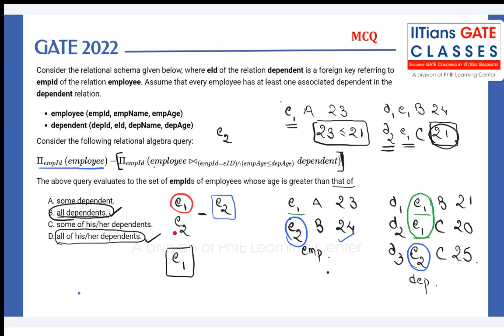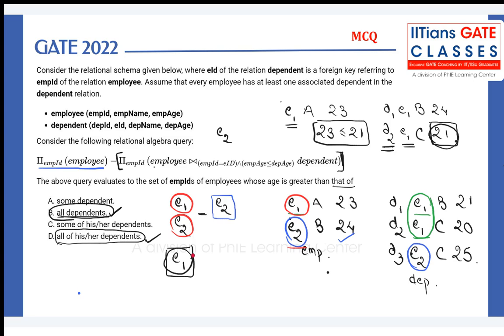Is this clear or should I explain this? This should be clear, right? Come on, I mean, right? So if you do the set difference, that's what you're doing. Which is the employee ID you get? What do you get? E1.